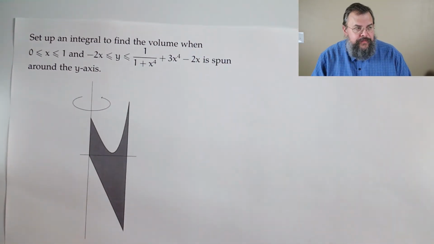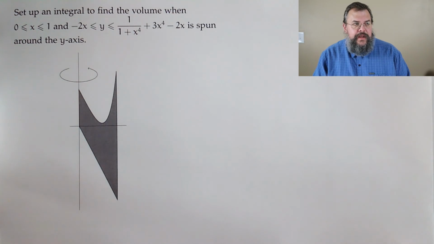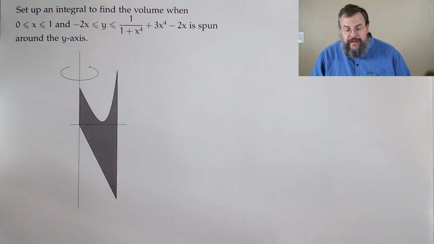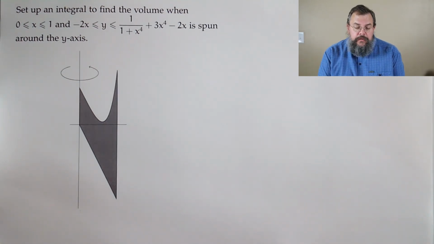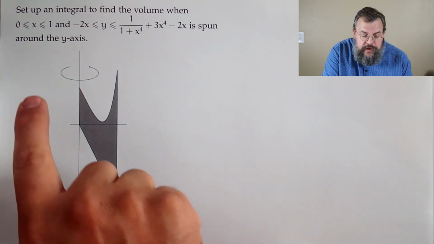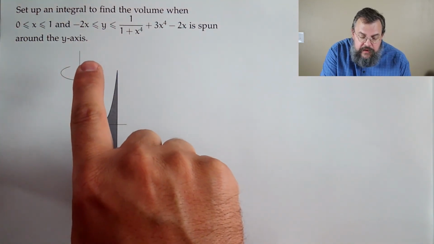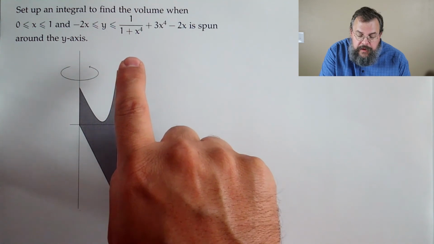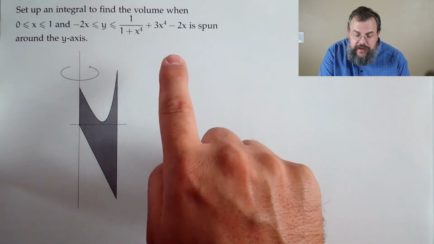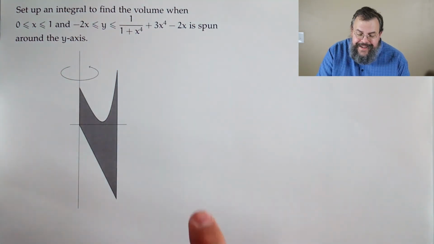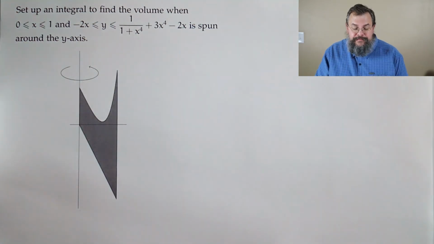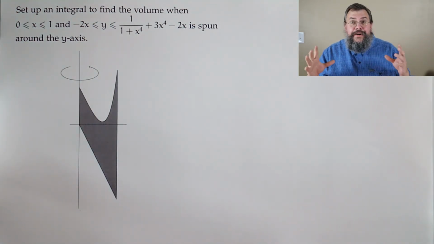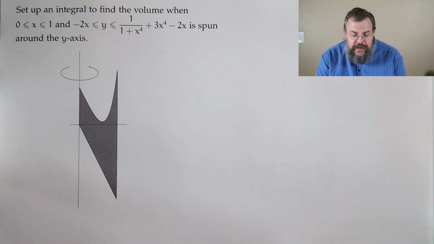Okay, well, let's do another problem. All right. Set up an integral to find the volume when our region where x goes from 0 to 1 and negative 2x to y to 1 over 1 plus x to the fourth plus 3x to the fourth minus 2x is spun around the y-axis. So it's kind of a weird-looking shape here. And it's not so clear what this shape will do.